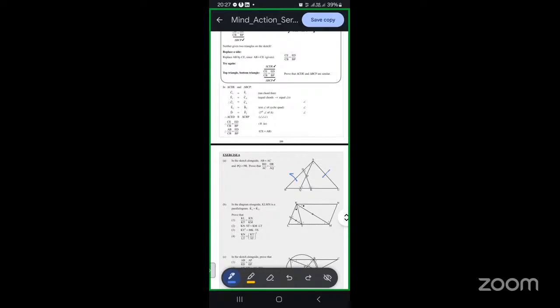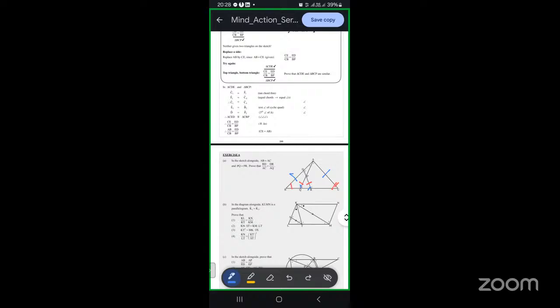And PQ is equal to PR. Oh, let me use a different color, maybe red. This one is equal to that one. Okay, this implies that triangle ABC is an isosceles triangle. This angle is equal to that angle there. And this other angle here is equal to that angle there.